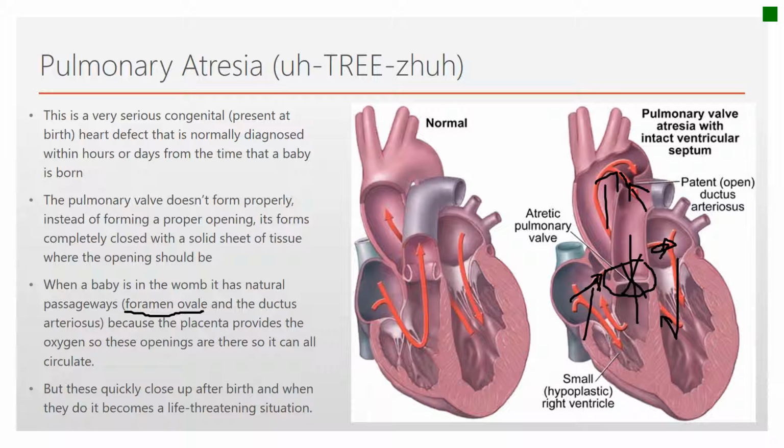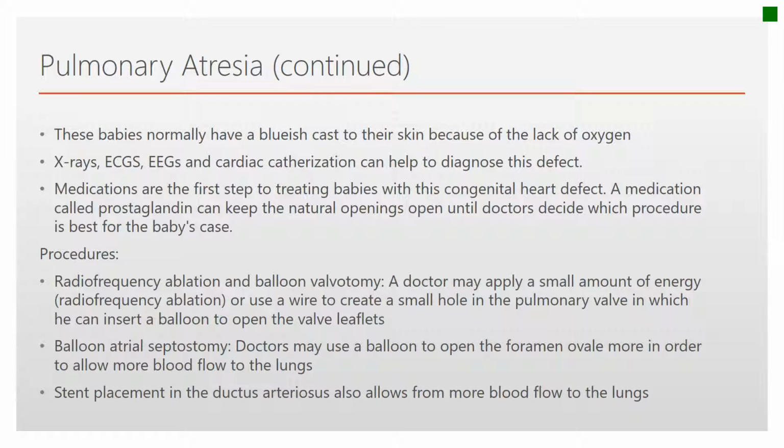So I'm just going to flip to the next slide. It doesn't have the image, but now that you kind of understand how the fetus's heart works, it's pretty cool with understanding this defect. So these babies normally have a bluish cast to their skin because of the lack of oxygen. X-rays, ECGs, EEGs, and cardiac catheterization can help to diagnose this defect. Medications are the first step to treating babies with this congenital heart defect.